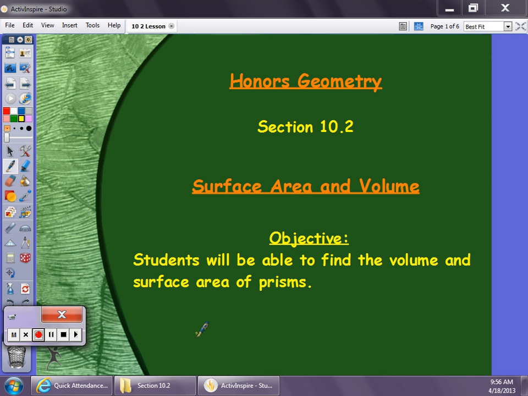Today's honors geometry lesson is on section 10.2, surface area and volume. The objective is that students will be able to find the volume and surface area of prisms regardless of what shape their bases may be.